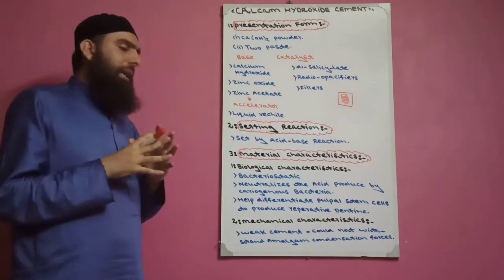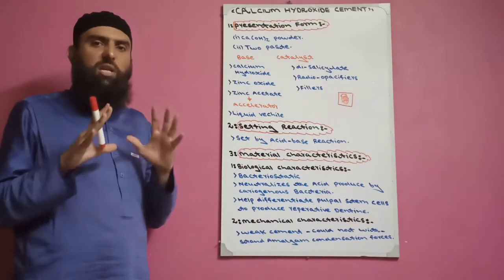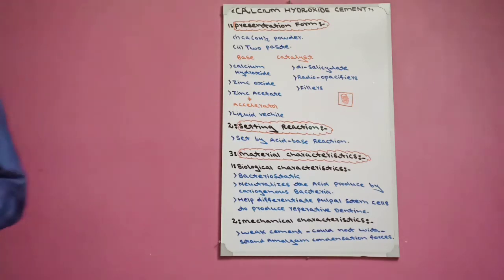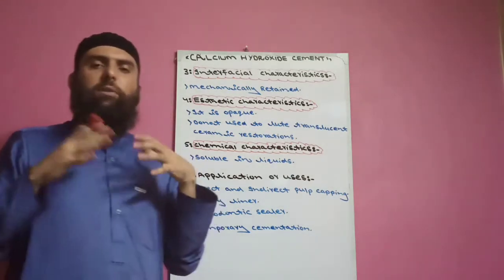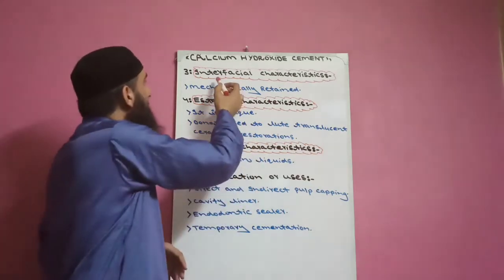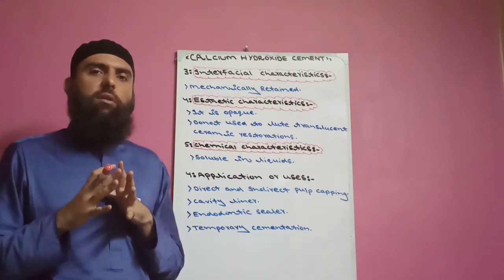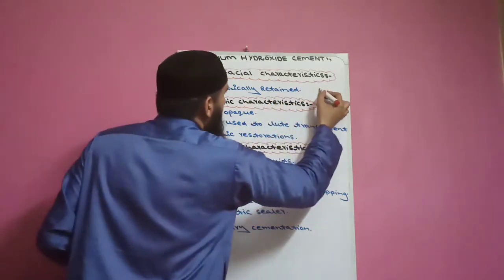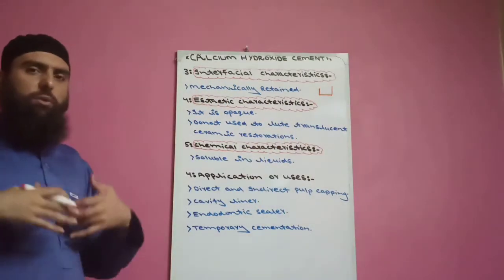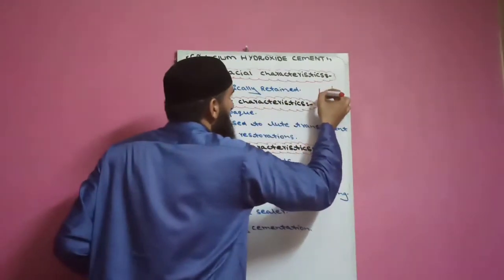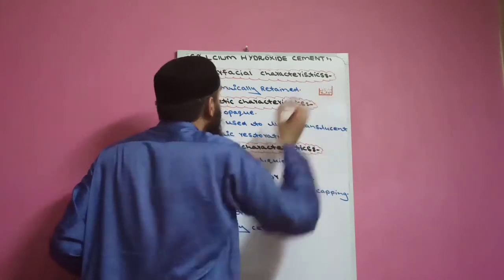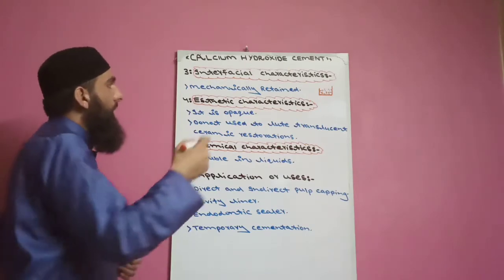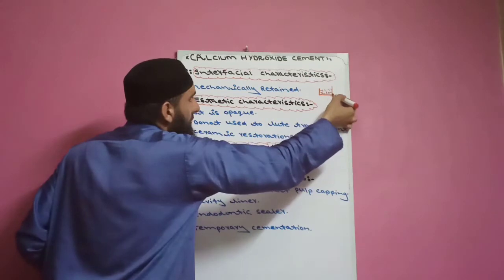Now, after mechanical characteristics, we will study the interfacial characteristics of calcium hydroxide. In material characteristics, the third characteristic is interfacial characteristics. What are interfacial characteristics? Interfacial characteristics mean between two faces. What are the two faces? This is the prepared tooth cavity, and in the prepared tooth cavity we place a calcium hydroxide cement. Now, there are two faces, one face of the material and one face of the prepared cavity wall.